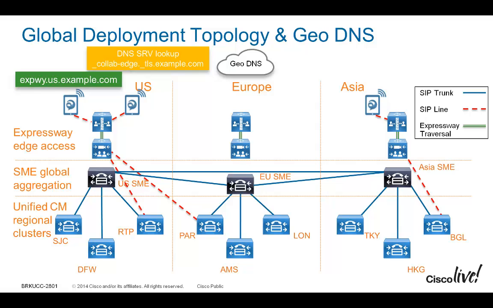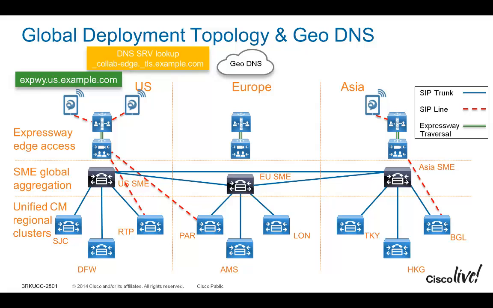In this case, he's going to resolve to the Expressway edge in the States, and you'll see the connection now is going to go back to his call manager leaf cluster in Paris, right? So we don't have the concept of, kind of, extension mobility for Jabber, right? You're always on one home cluster.